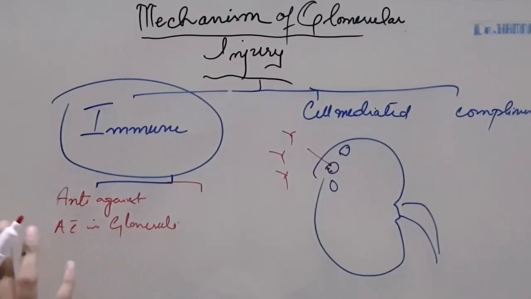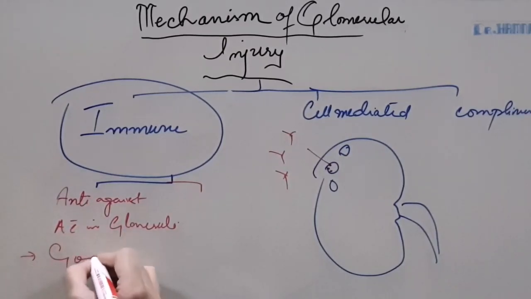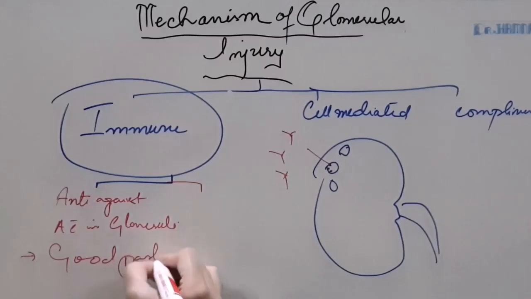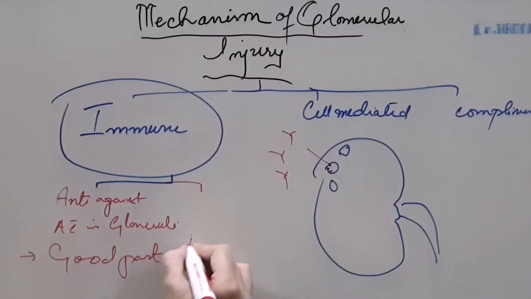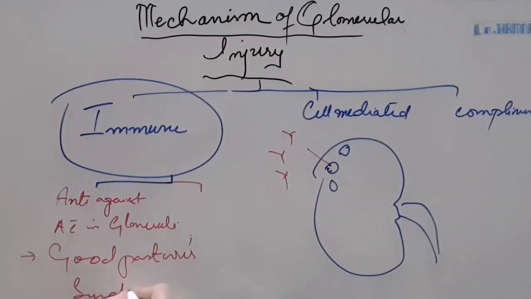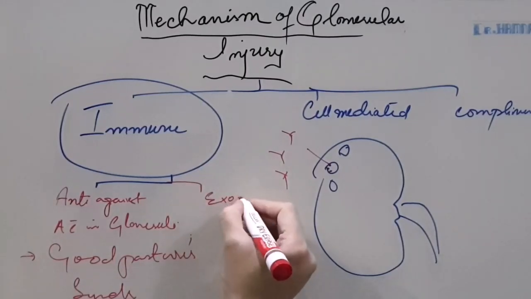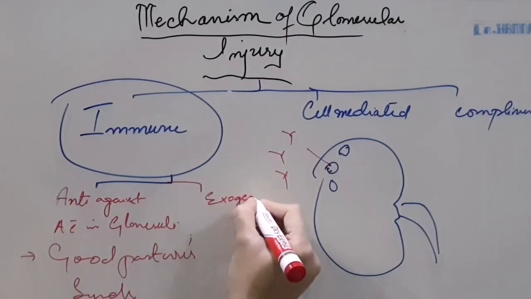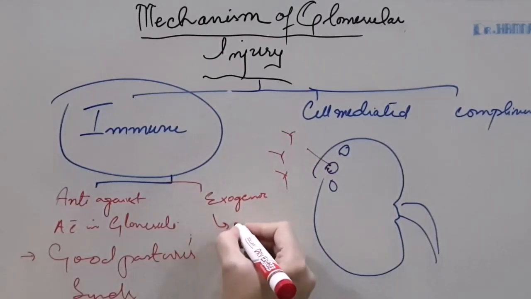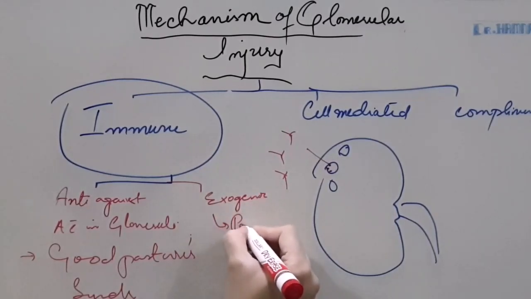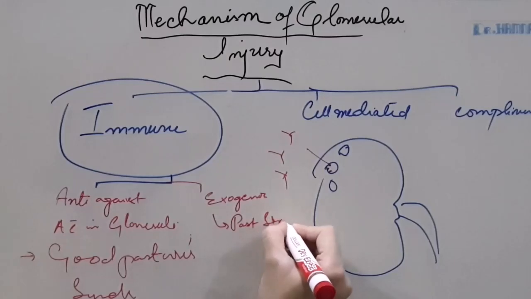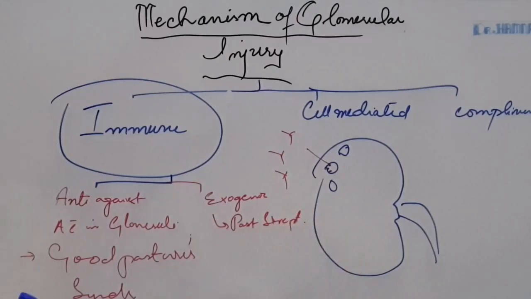Antibodies against antigen within the glomeruli. An example of this is Goodpasture syndrome. And when exogenous antigens are implanted in the glomeruli, we have a very important example. This is post-streptococcal glomerulonephritis.